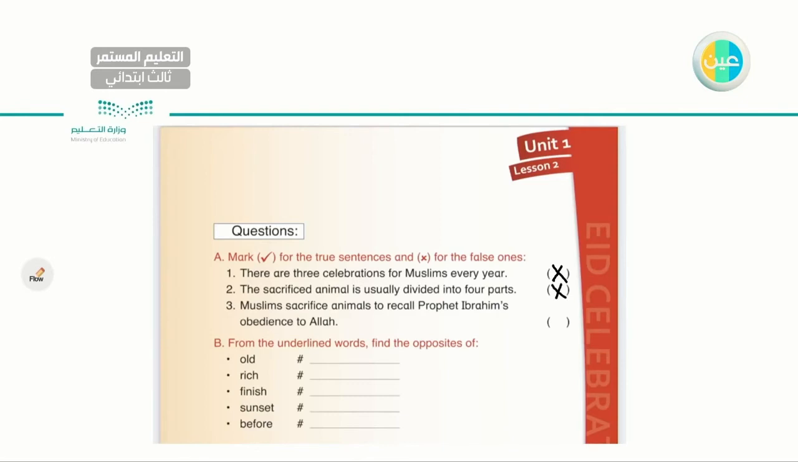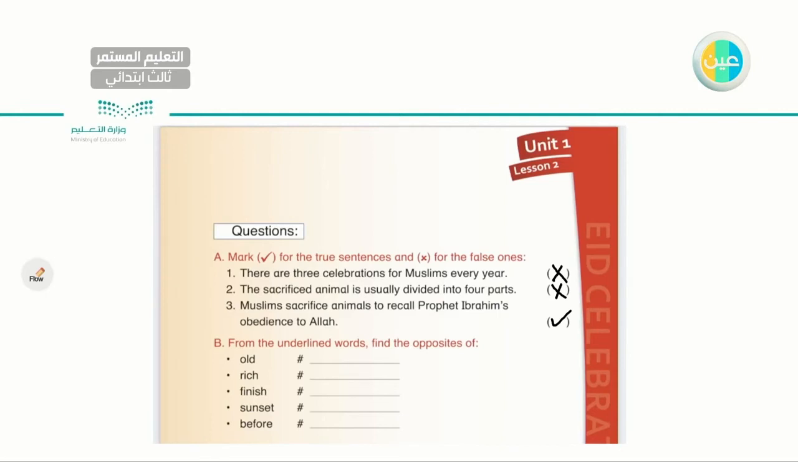Number 3. Muslims sacrifice animal to recall Prophet Ibrahim obedience to Allah. Do you think this is correct? Do we do this to commemorate or to show respect to Prophet Ibrahim? That's right. Yes, that's why we do this. That's why we sacrifice an animal at Eid al-Adha. Okay, that was for questions at exercise A.